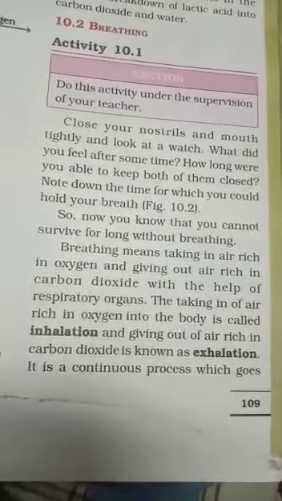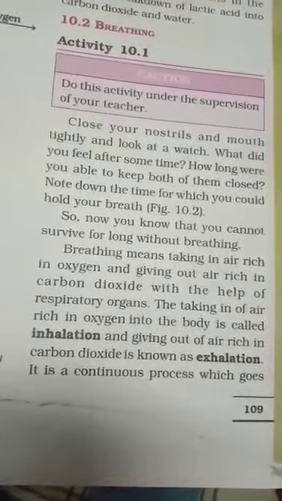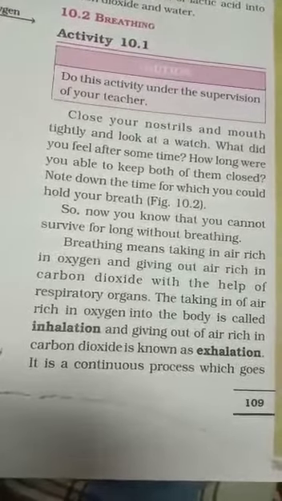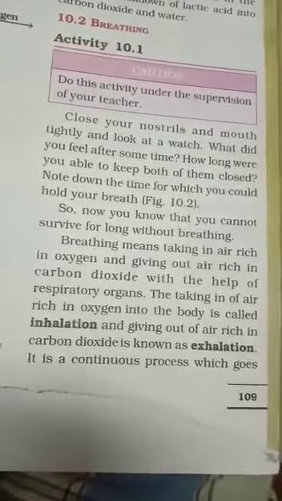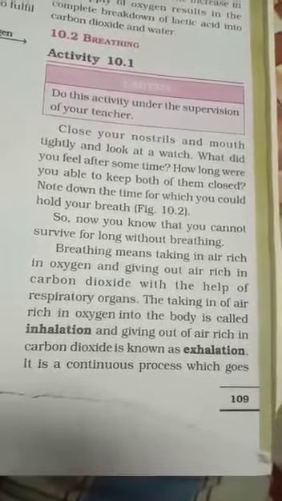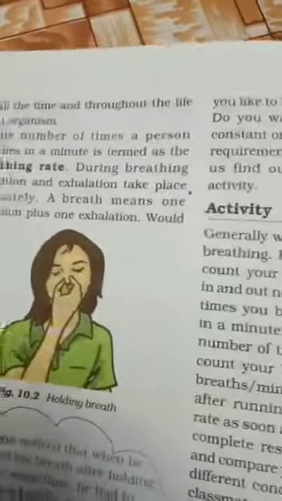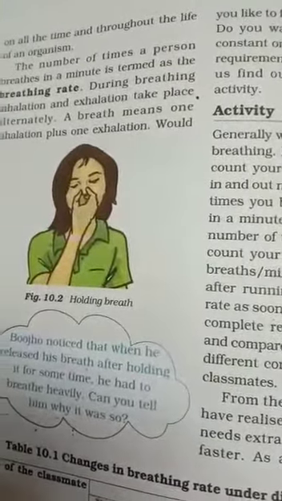Inhalation means taking in oxygen, and exhalation means giving out carbon dioxide. It is a continuous process which goes on all the time throughout the life of an organism. The breathing process is continuous in our life, because if our breath stops, we will definitely die.